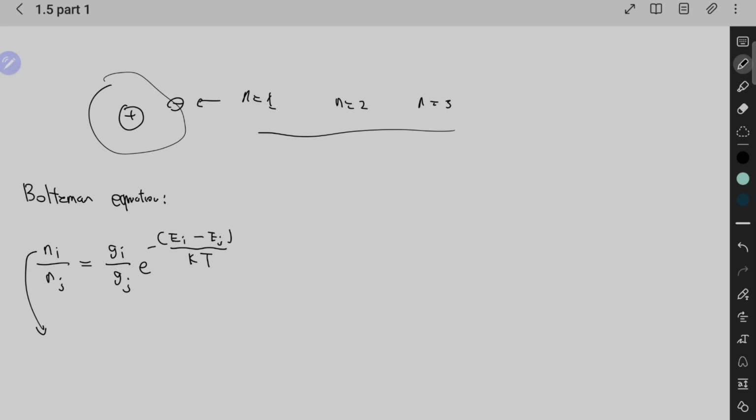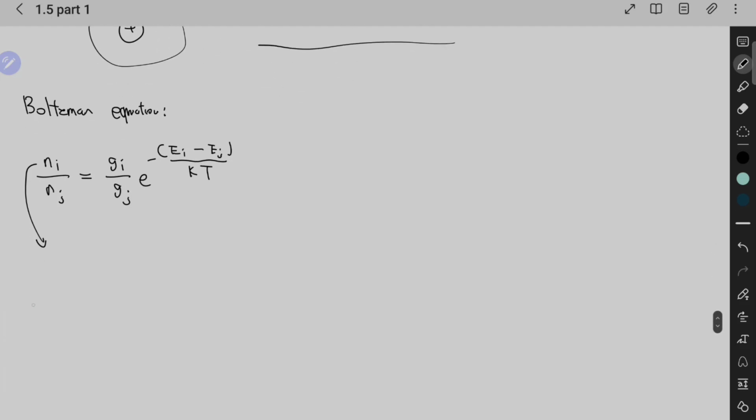However, this form of the Boltzmann equation is not often useful. Instead, this form is used. So I'm going to talk about this form, which is U_ion equal to the sum from n equals 1 to infinity of g_n e to the power of negative E_n over kT. So this is the partition function.